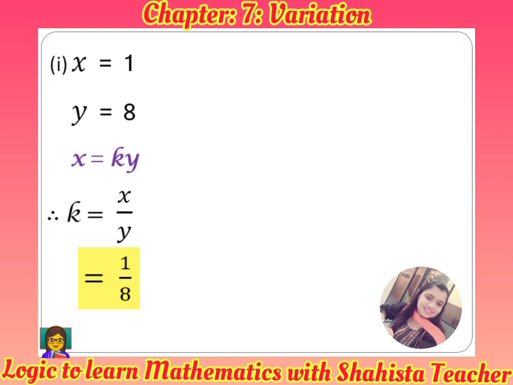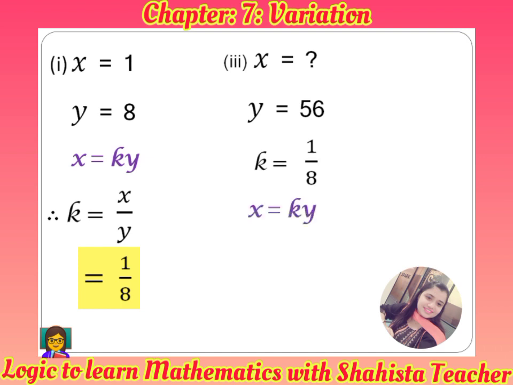Now next, 4 upon 32. So now here X is 4 and Y is how much? 32. So we have to solve the same way as this. Here X is not given. Sub question 3 we are solving. X is equal to, we don't know. Y is equal to cost, that is 56 is given. So K is equal to 1 upon 8. This is the constant value which we are going to use.